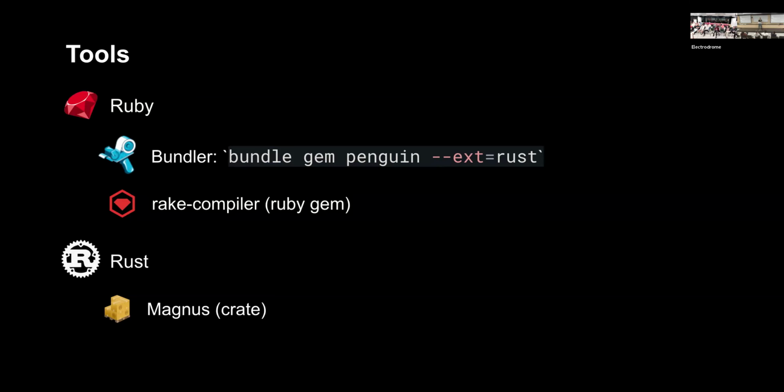It's just an open source repo on GitHub, and you can just point Bundler at that rather than having to publish to RubyGems or your own internal registry or something like that.